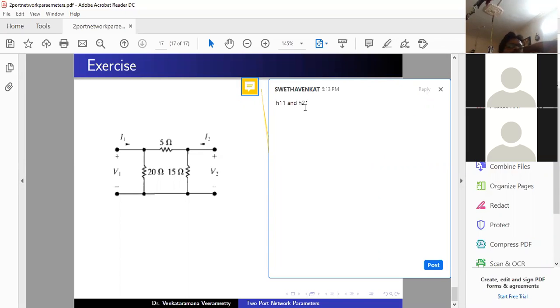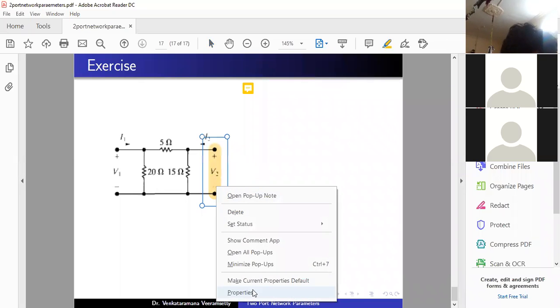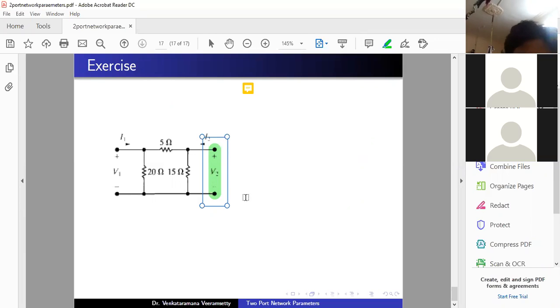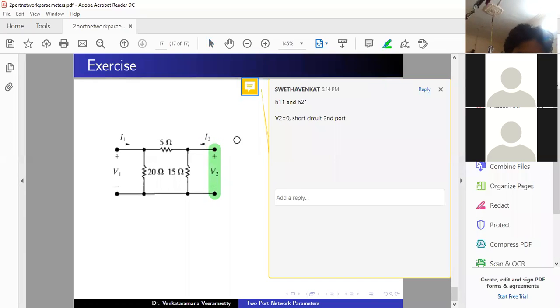If I want to calculate H11 and H21, what do I have to do? We have to make V2 equal to 0, that means short circuit the second port. Now I am short circuiting the second port.